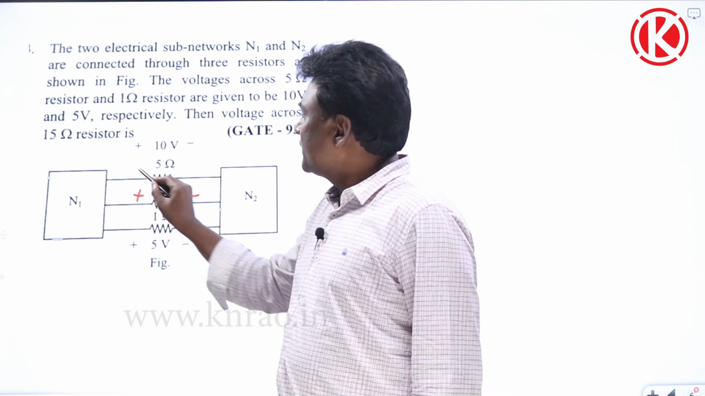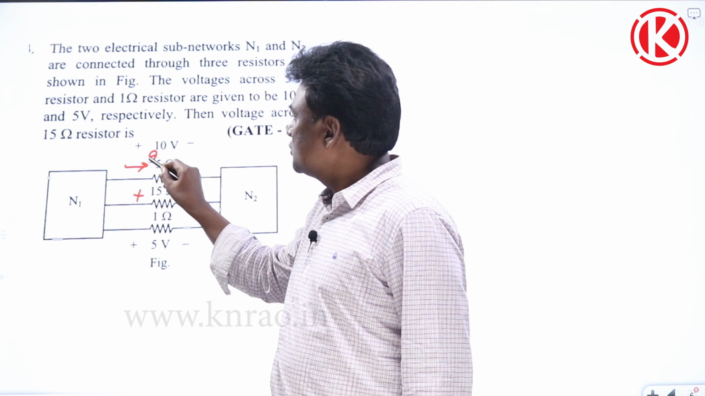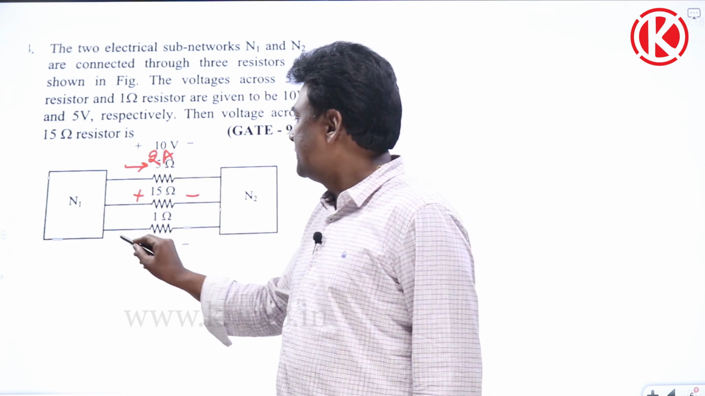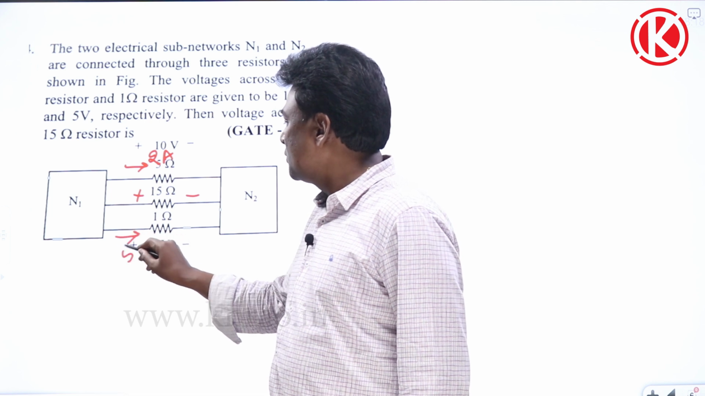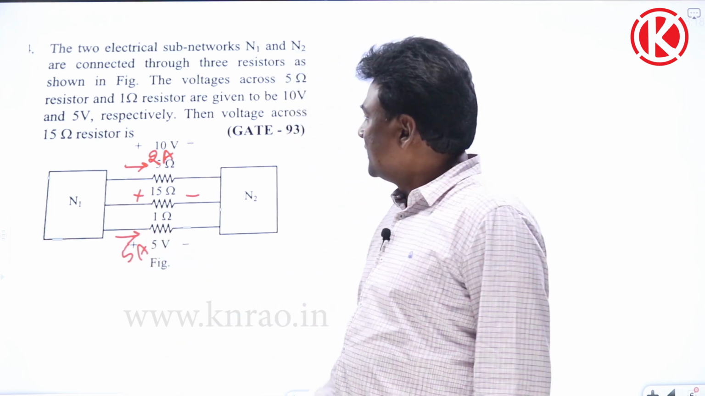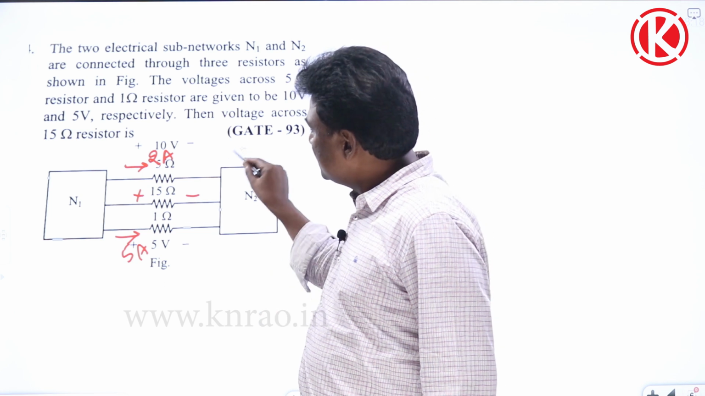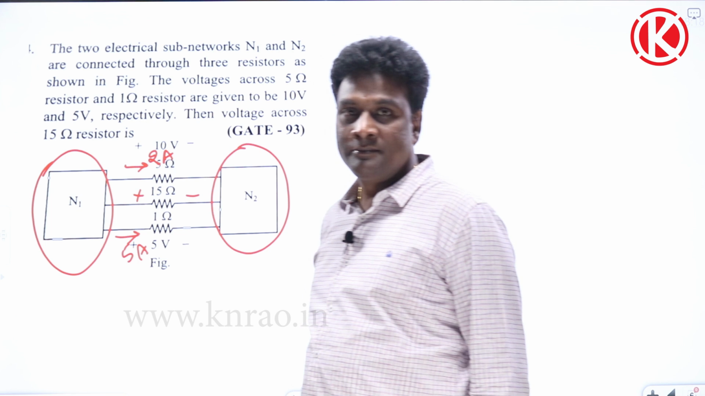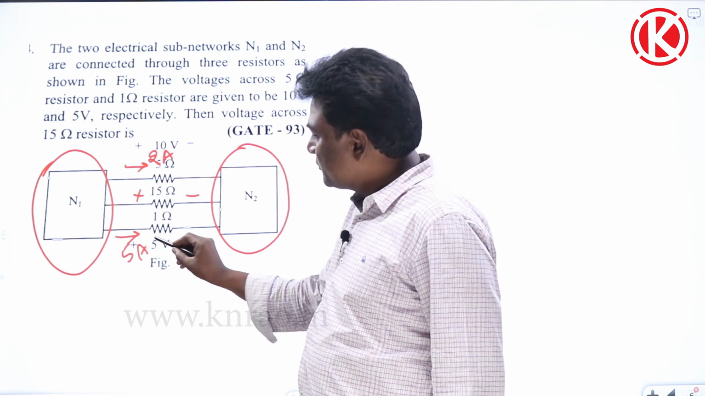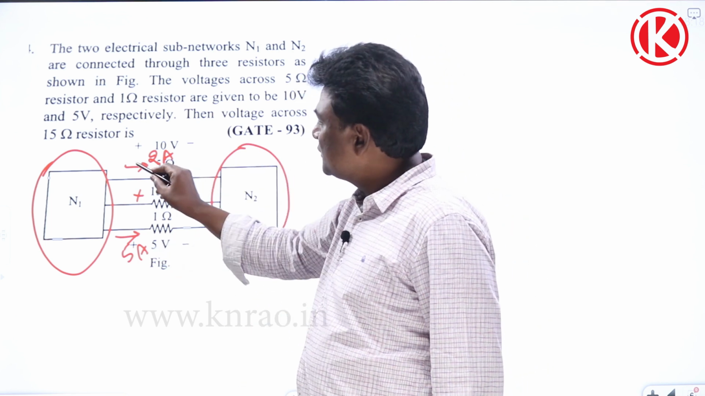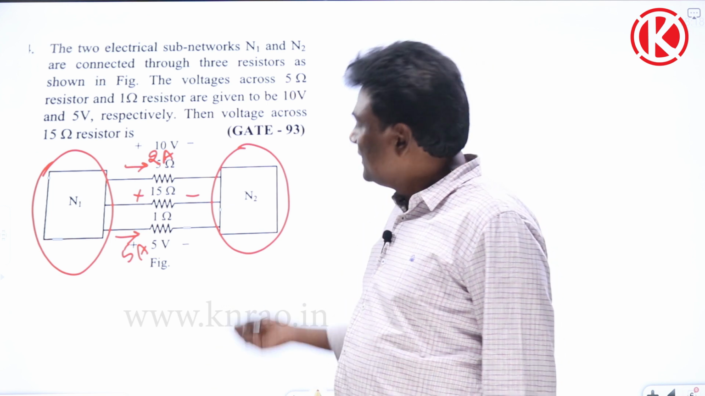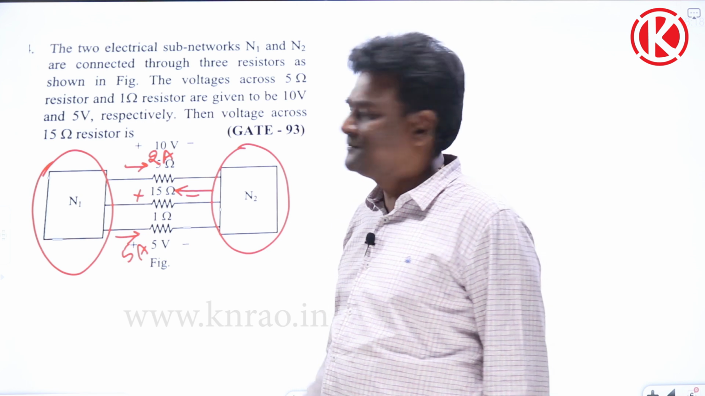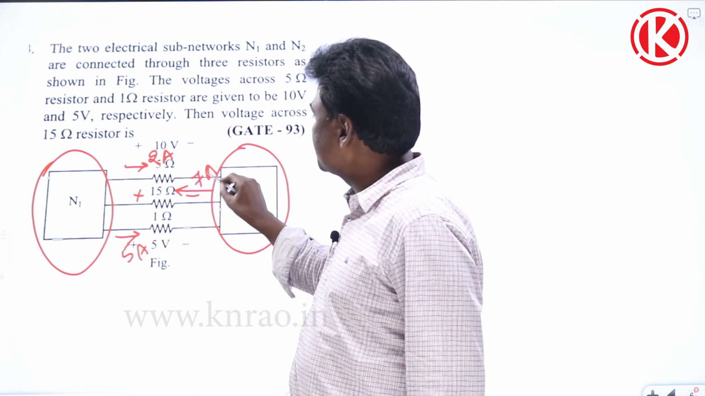See, 10 volts, 5 ohms. In the sense 2 amperes current should flow through this. And 5 volts, 1 ohm. In the sense 5 amperes current should flow through this. Okay, so 2 is entering here. This is one complete network. This is one complete network. Okay, so in this complete network, through this branch 5 amperes is entering, through this branch 2 amperes is entering. So compulsorily return current in this direction should be 5 plus 2, 7. So this is 7 amperes.